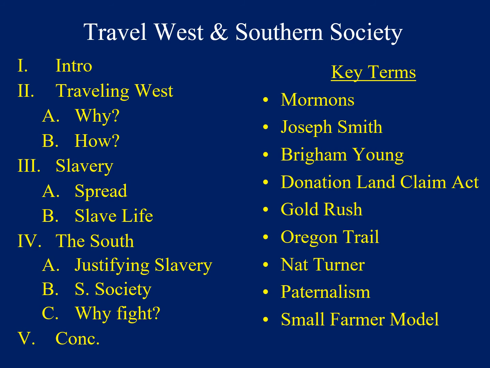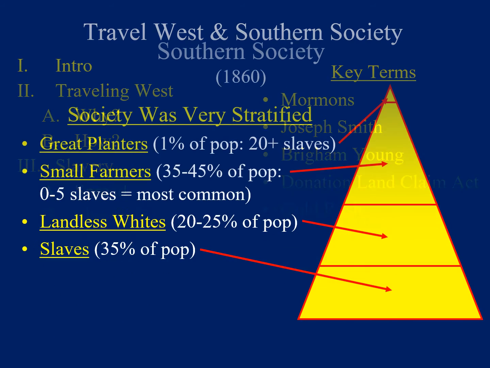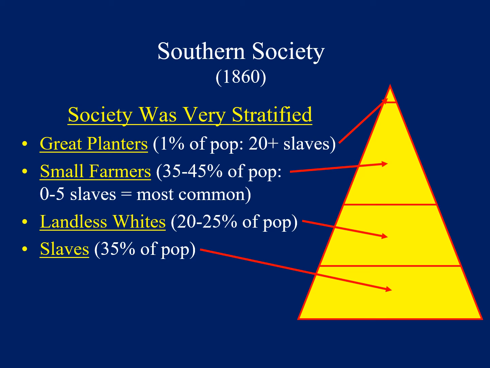Next, we'll explore the makeup of Southern society. The image shown here might help to provide a visual aid identifying the makeup of Southern society. We see a pyramid. At the very pinnacle of this pyramid would be the great planters. They made up a very small percentage of Southern society, maybe 1%. They were kind of identified by, if you owned 20 slaves or more, you were considered to be a great planter.